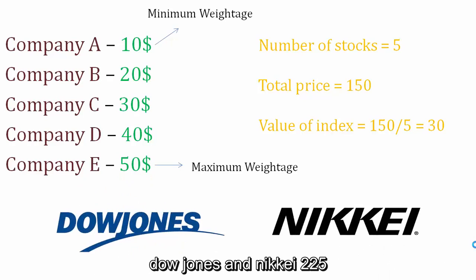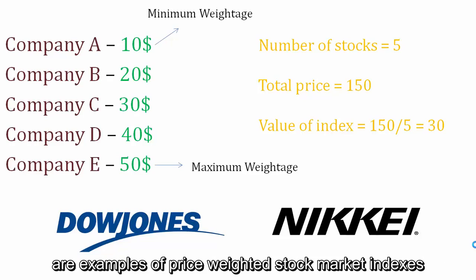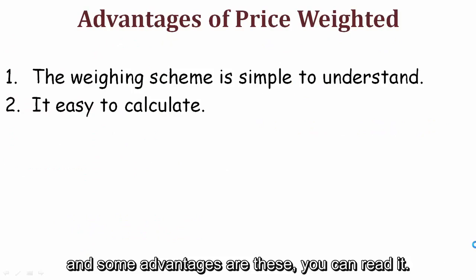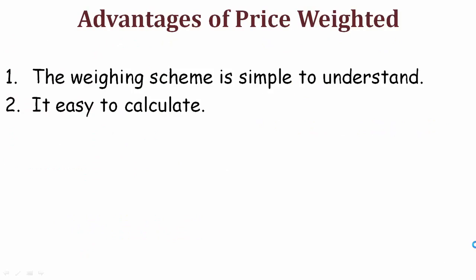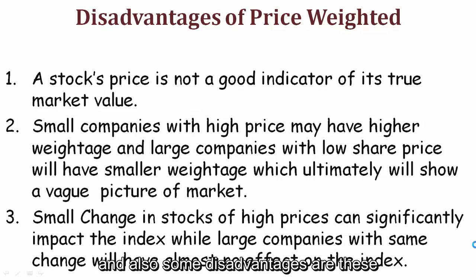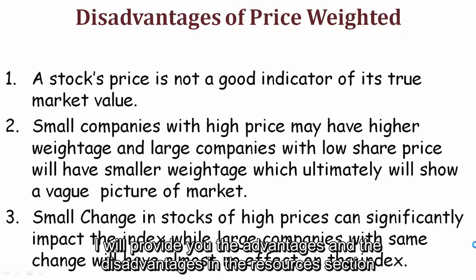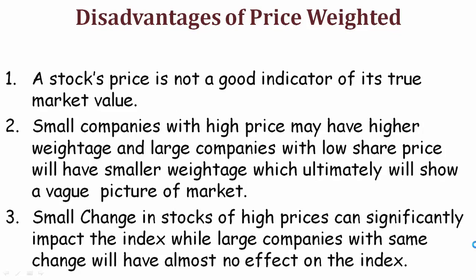Dow Jones and Nikkei 225 are examples of price weighted stock market indexes. Some advantages are these, you can read them. And also some disadvantages are these. I'll provide you the advantages and disadvantages in the resources section.